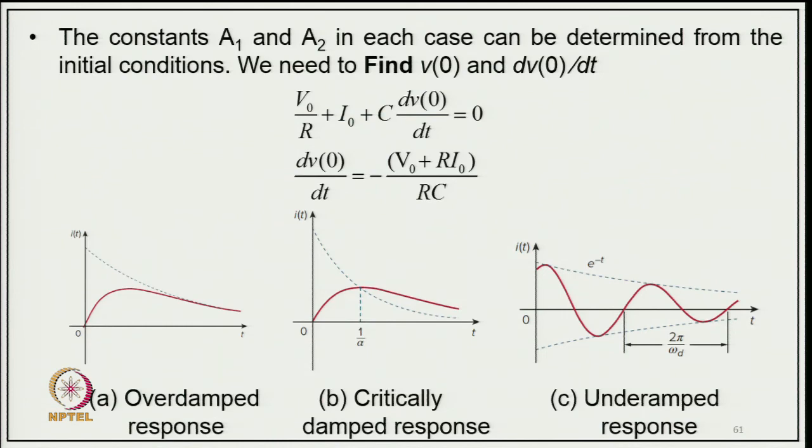So, the constants A1 and A2 in each case can be determined from the initial conditions. So, we have to find out v(0) and dv(0)/dt. It can be obtained from the same equation, v(0)/R plus i(0) plus C dv(0)/dt equal to 0, and from this we can find the first order equation dv(0)/dt equal to minus (v(0) plus R i(0)) upon RC. And if you look at the three responses, similar to the analogy, here you can see the overdamped response, the critically damped, or the underdamped response, of course, in terms of v.